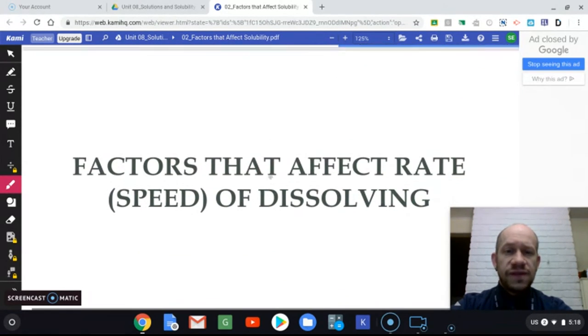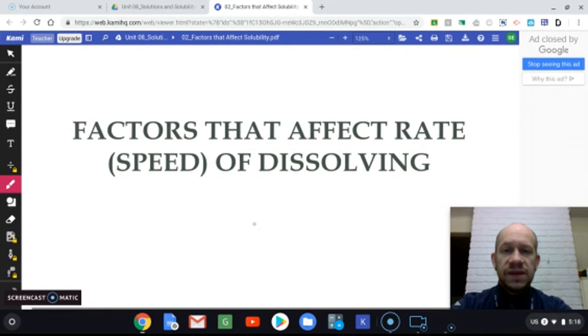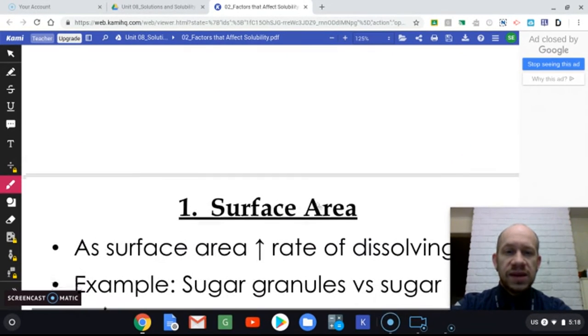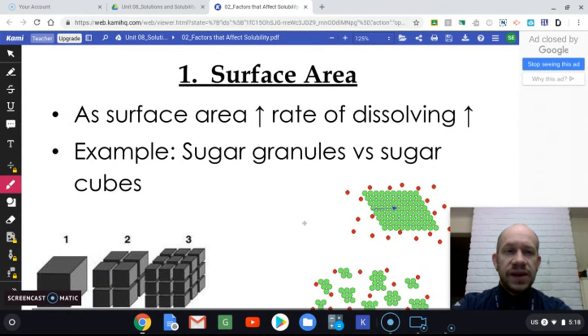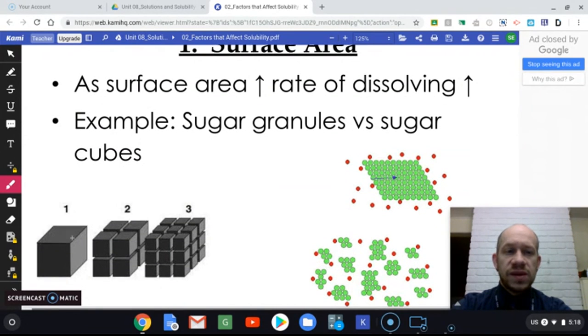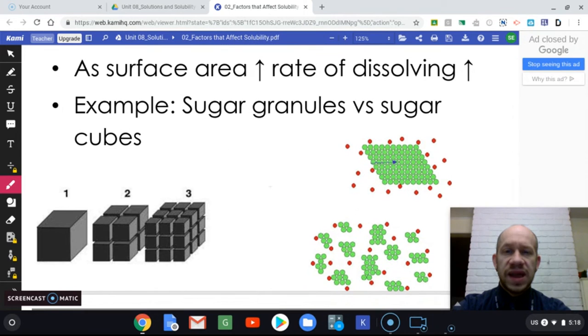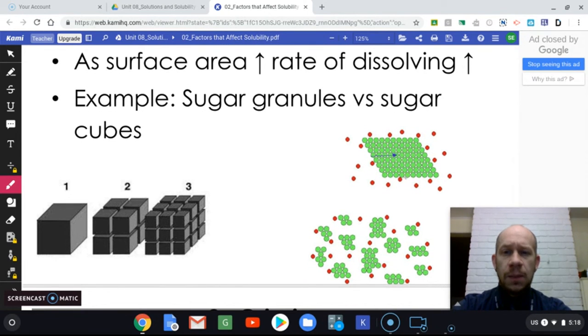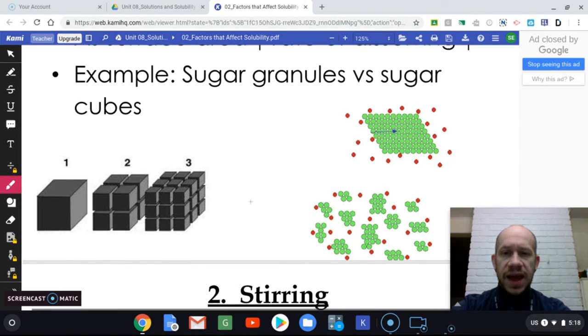So there are also factors that affect the rate, or the speed, of dissolving, how quickly we can dissolve something. One is surface area. So as the surface area increases, the rate of dissolving increases. For example, sugar cubes with just one side exposed dissolve much slower than granules. So that's why powdered sugar dissolves so quickly, because it has an increased surface area. More places for that water to interact.